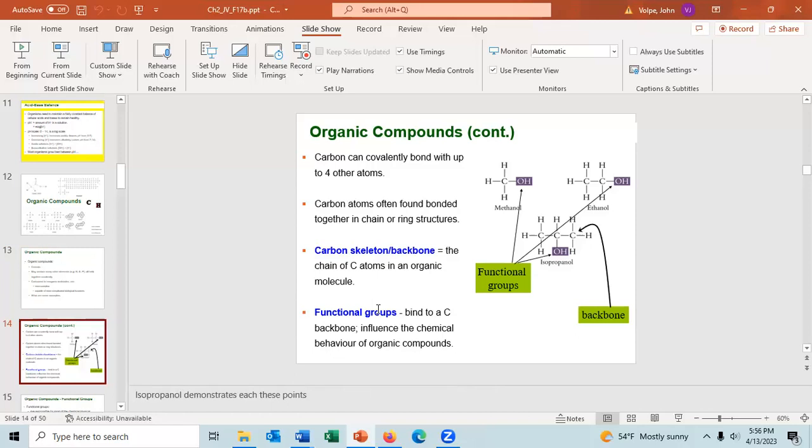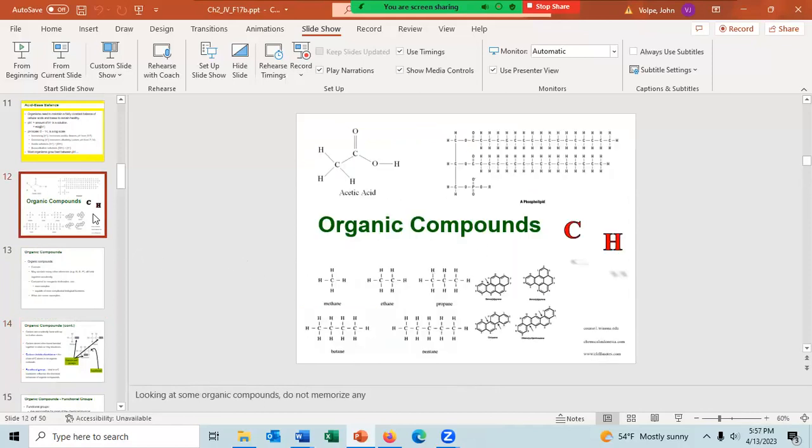Carbon can bond with up to 4 other atoms. So this carbon here can bind 1, 2, 3, and then to the OH group, meaning to the O, and it can bind 4 times. Carbon atoms often bond together in chains or ring structures, and I showed you one right here. These are chain or ring structures. Actually, that's a chain structure, sorry. These are ring structures.